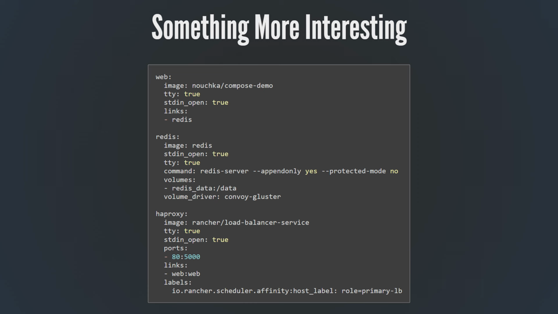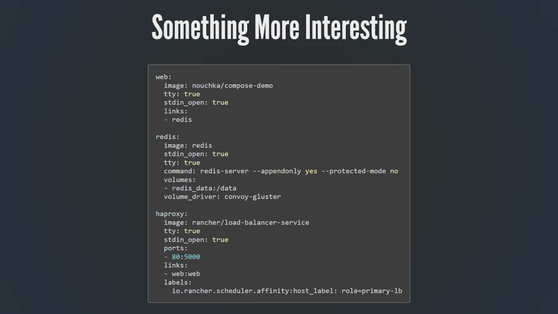But what we've done is mounted a data directory. We've created a named volume called Redis_data, mounted it to the data directory inside of the Redis container, and then we specified that we want to use Convoy Gluster as the implementation for that, as the volume driver. And then finally, to finish out this demo here, we're going to use HA Proxy so we can move things around a bit.